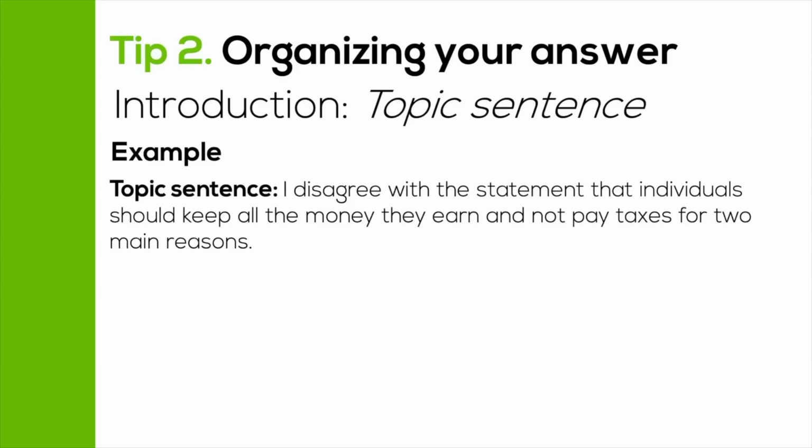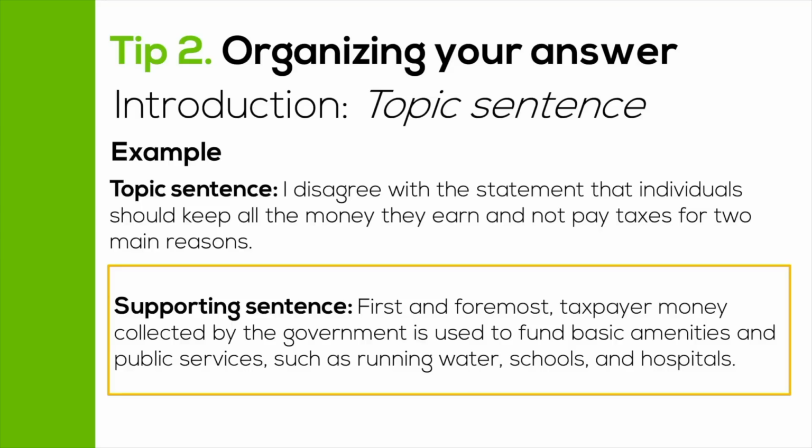So let me show you an example. My topic sentence for this essay is what we just discussed. I disagree with the statement that individuals should keep all the money they earn and not pay taxes for 2 main reasons. Okay, so that's my topic sentence. Now I need to support my topic sentence by discussing this topic and explaining my ideas fully. So my supporting sentence looks like this.